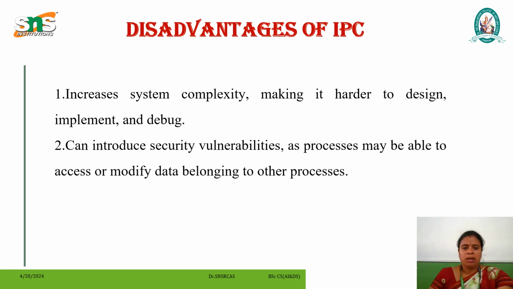Next one, disadvantages of inter-process communication. It increases system complexity, making it harder to design, implement, and debug. It can introduce security vulnerabilities, as a process may be able to access or modify data belonging to another process. It requires careful management of system resources such as memory and CPU time to ensure that inter-process communication operations do not degrade overall system performance. It can lead to data inconsistency if multiple processes try to access or modify the same data at the same time.